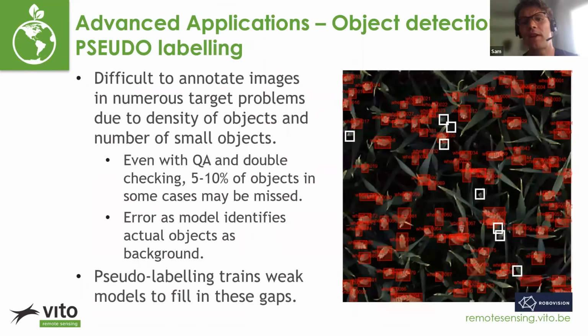And so other things we look at include pseudo labeling. As I mentioned, these are quite complex annotation tasks. So you're looking at small objects in dense images, which are very noisy. And so even when you do try your best, you can see here that there are, say, roughly in the case of wheat detection, 5 to 10% of objects missed. And so this will result in error being propagated through the model as it misidentifies actual objects as being background. And so what we do is train weak models to first fill in these gaps and then use those training sets to train bigger models.